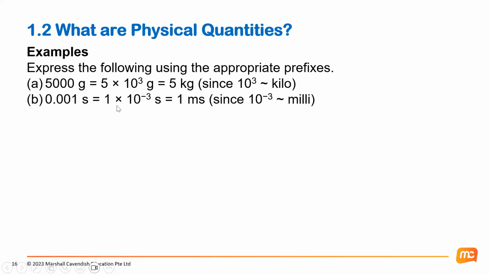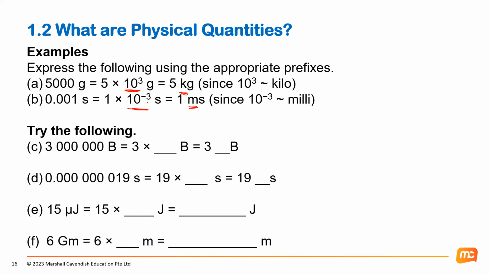0.001 seconds is actually 1 times 10 to the power minus 3 seconds. And then the minus 3 actually corresponds to the prefix milli. So I can change it to 1 millisecond. This milli, this kilo, and this milli actually represent 10 to the power 3 and 10 to the power minus 3.